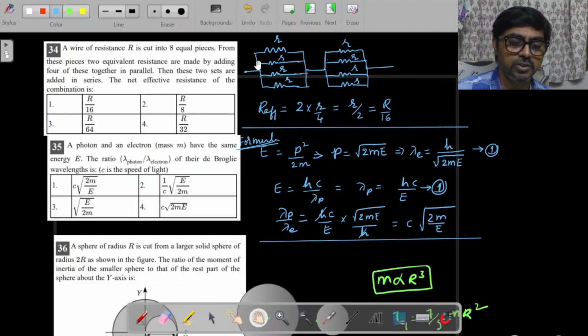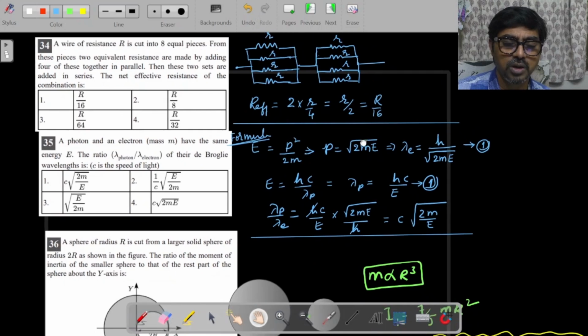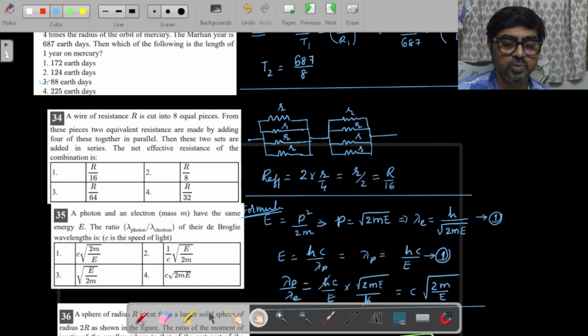When you connect 4 resistors in parallel, their resistance becomes small r by 4. And this is also small r by 4. Small r by 4 plus small r by 4 becomes twice of small r by 4, which is going to be small r by 2. But small r itself is R by 8 because it is 1/8 of the original wire. So it becomes R by 16. The answer is R by 16. That is going to be the answer.